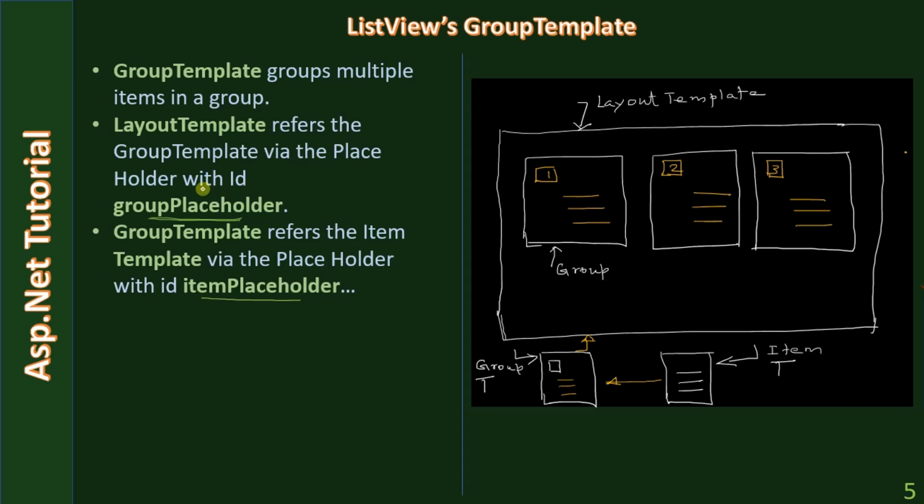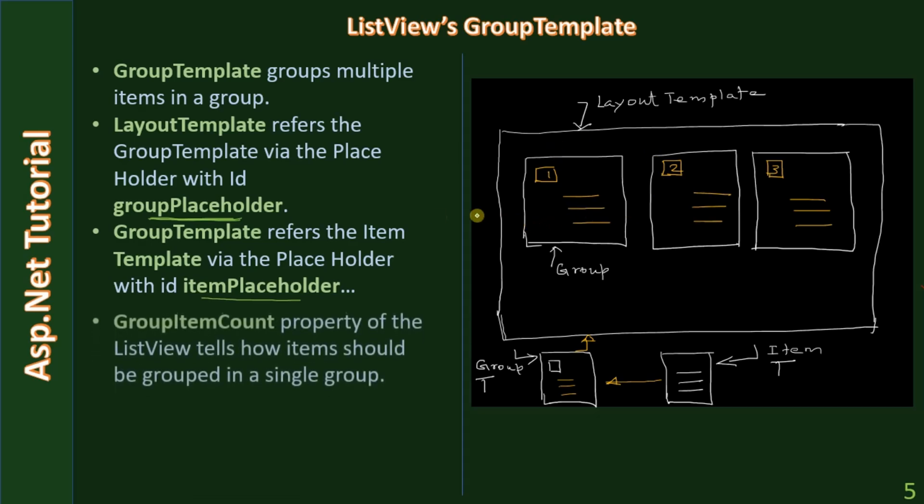So here the key is you have to use 2 placeholder controls. One placeholder control will go in the layout template, and you will make use of the ID group placeholder. The other placeholder will go inside the group template, and you will place the ID as item placeholder. So that's what here we explained how everything will work together.